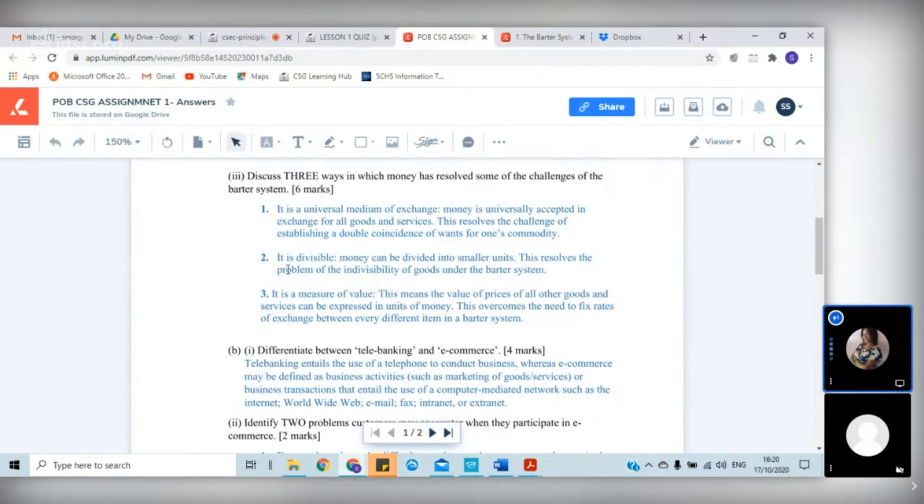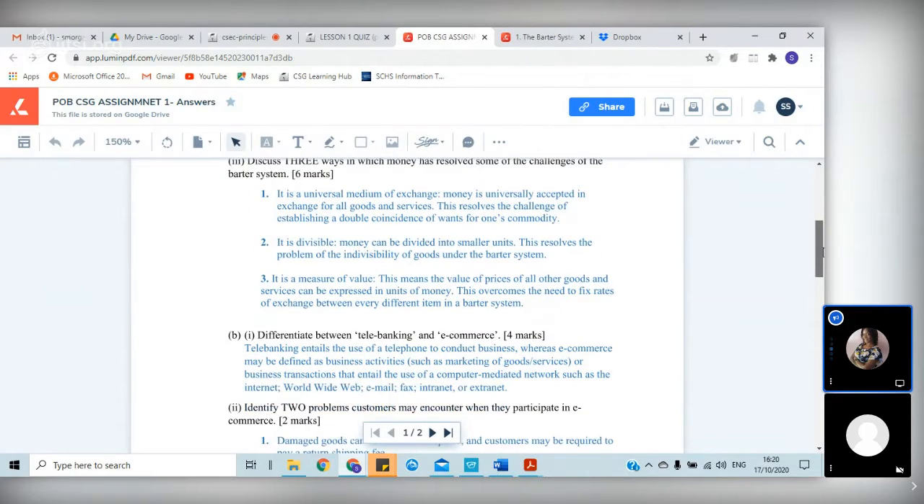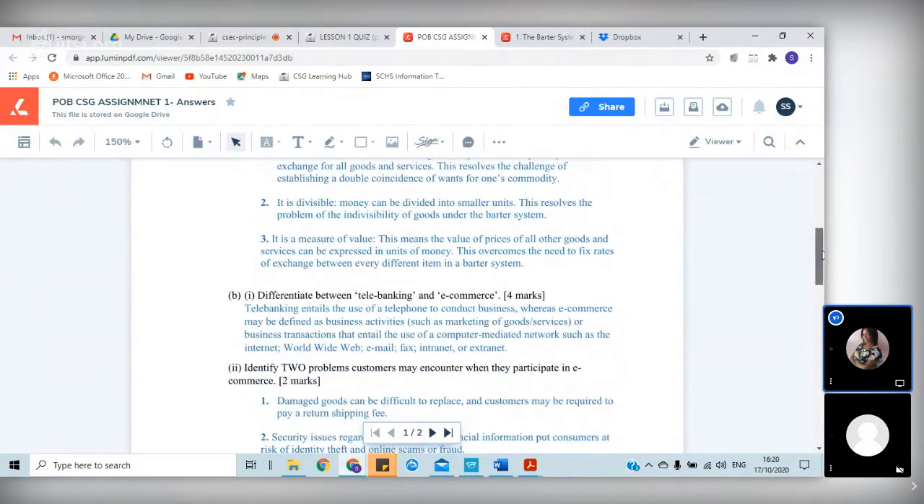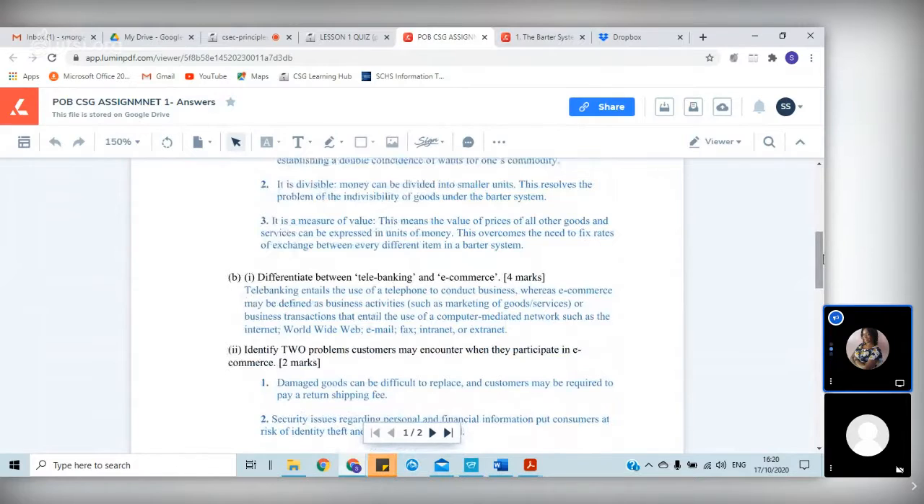The next one we have is that it is divisible. So money can be divided into smaller units, and this resolves the problem of indivisibility of goods under the barter system. So remember, it was hard to break down the items into smaller units, but with money, that problem can now be solved, right? You can divide up a $5,000 and give back somebody $1,000 change, for example.